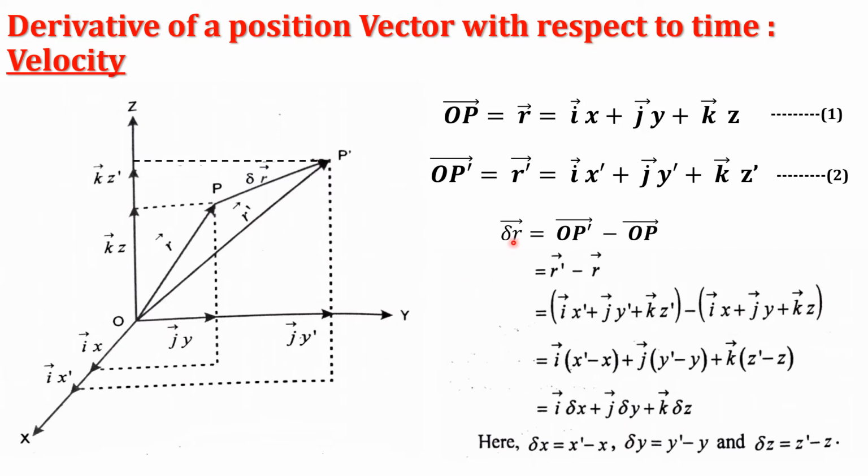As vector delta r is known, the time change from P to P dash, delta t, is also known, that is t dash minus t. Then it is possible to find the average velocity of the particle. That average velocity is given as vector delta v equal to vector delta r by delta t.